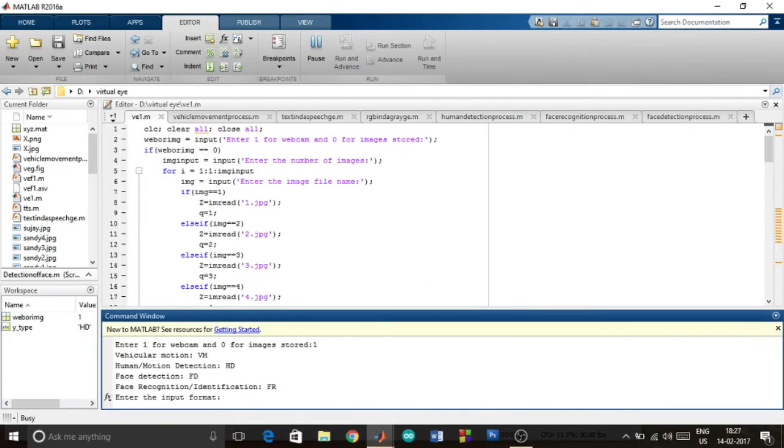Face detection is a feature which enables the blind when he encounters a stranger. The process of identification of a stranger's face is demonstrated as shown.